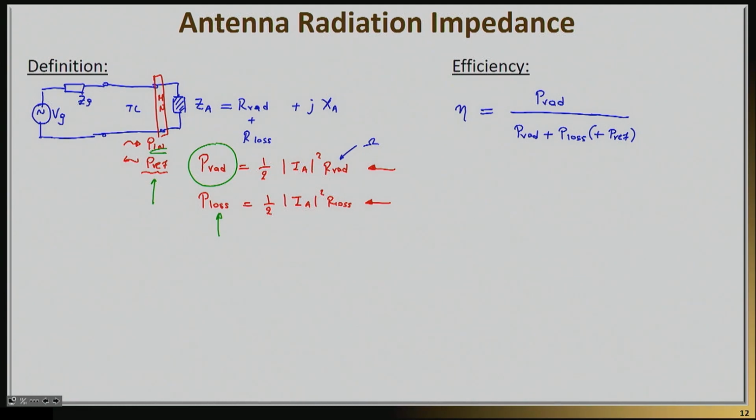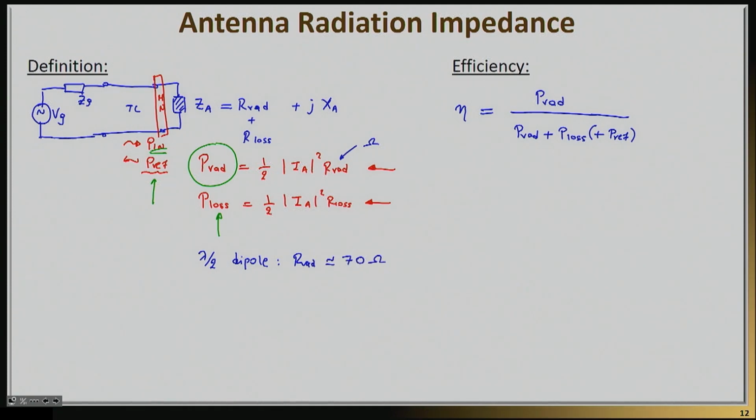Now, radiation resistance, I'll give you some examples. So for example, a half wavelength dipole, which we will see in a little bit, the radiation resistance is something on the order of 70 ohms or so.